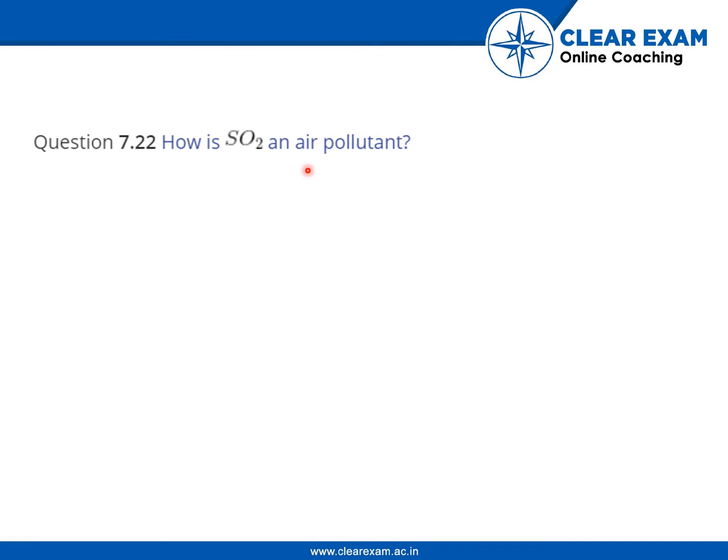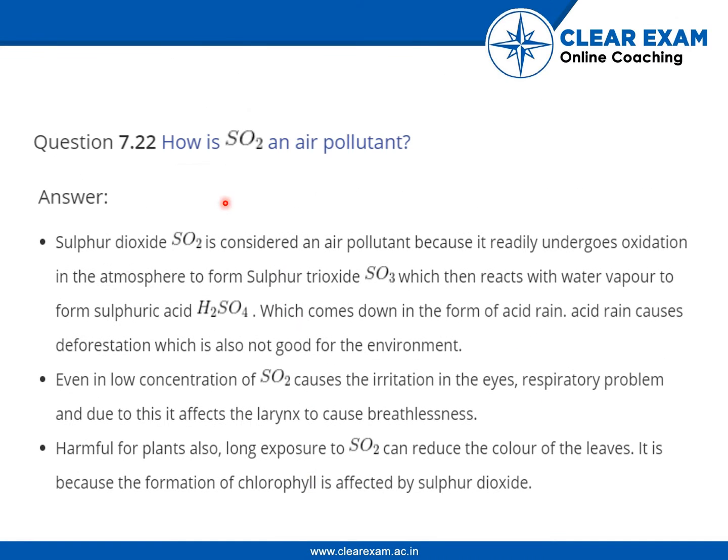The question is, how is sulfur dioxide an air pollutant? The answer is sulfur dioxide, SO2, is considered an air pollutant because it readily undergoes oxidation in the atmosphere to form sulfur trioxide, which then reacts with water vapor to form sulfuric acid, H2SO4, which comes down in the form of acid rain. Acid rain causes deforestation, which is not good for the environment.